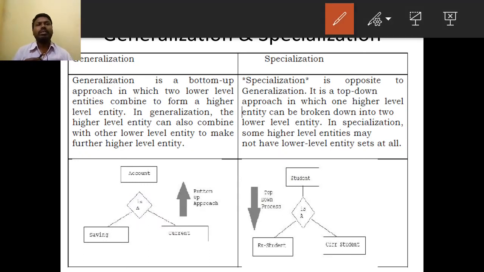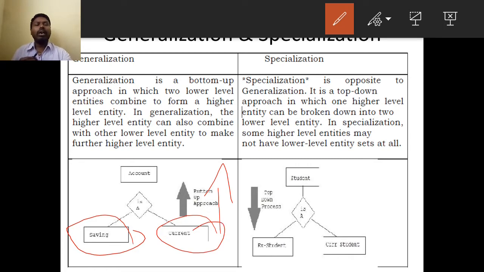Next, generalization and specialization. Generalization is a bottom-up approach in which two lower level entities combine to form a higher level entity. Here you can see a savings account and a current account. These two accounts are lower level entities. I am going to combine them and make one higher level entity, which is called account. So this is called generalization. What is generalization? It is a bottom-up approach.